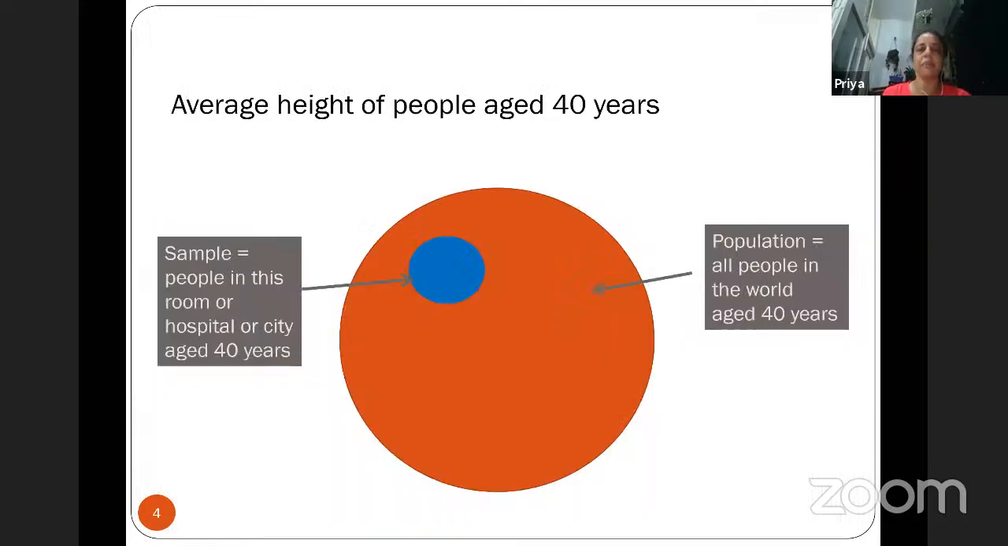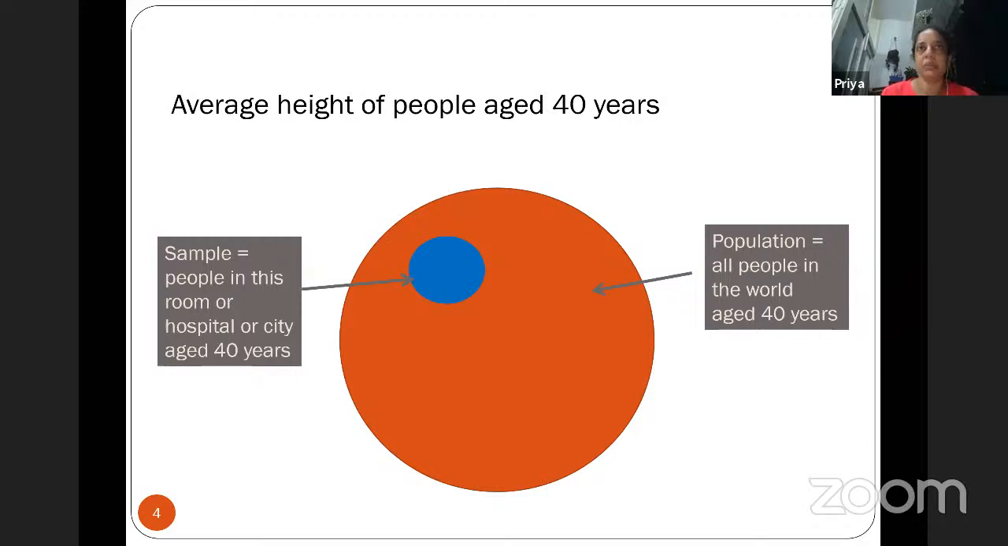So this is a very, very basic example. Suppose I want to know the average height of people who are 40 years old in the world. Ideally, I'll have to go out there, find everybody in the world who's 40 years old, measure their height, and take an average. Obviously, that is not something I can do, and therefore, I decide to choose a sample.